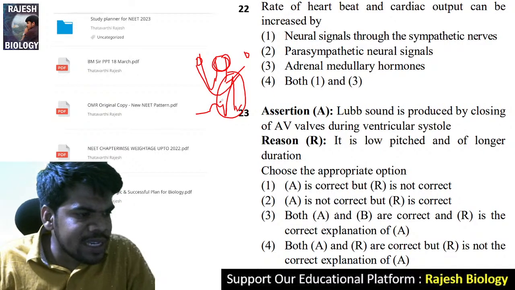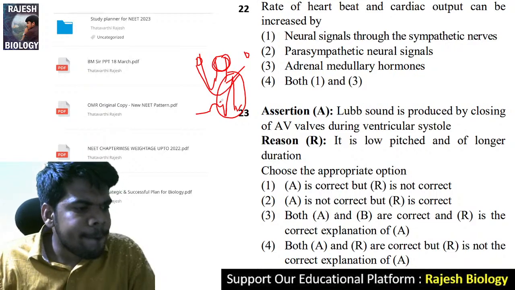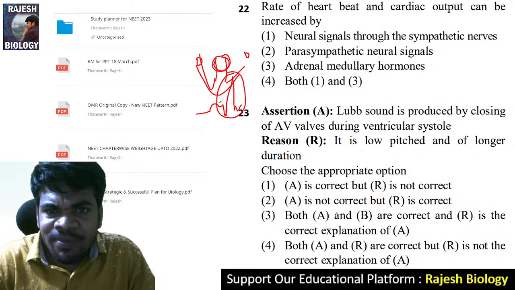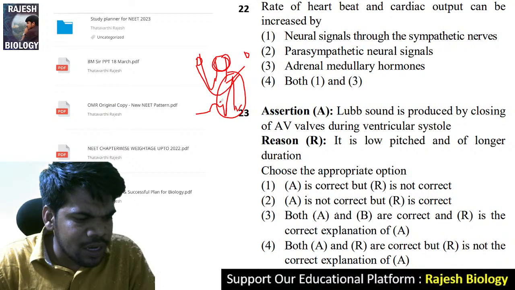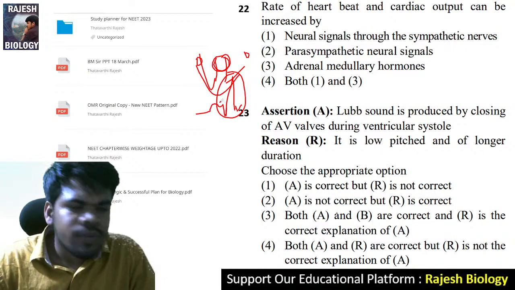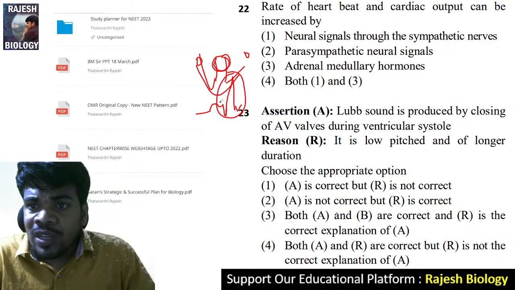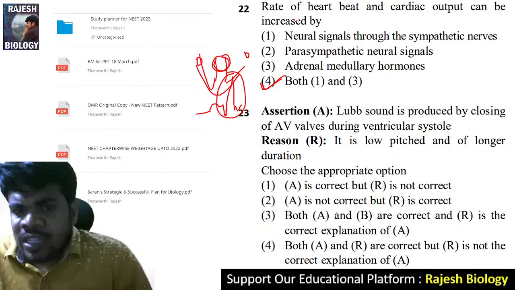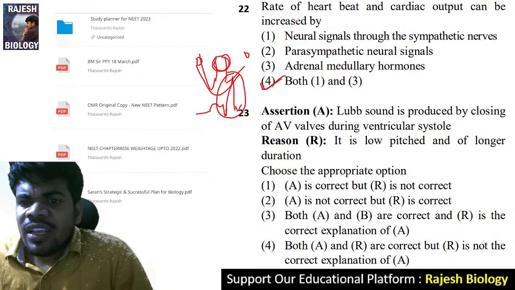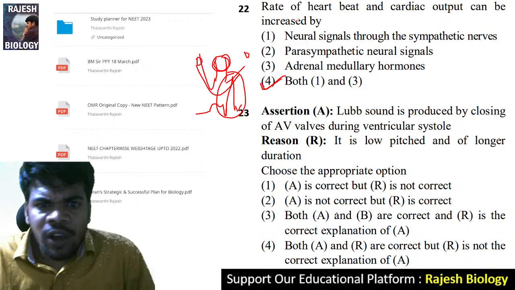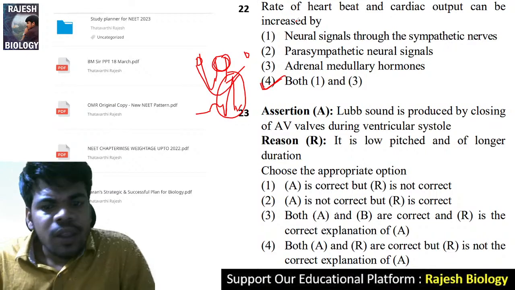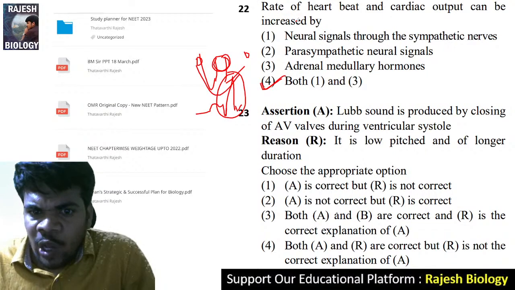So come to the 22nd question. Rate of heartbeat and cardiac output can be increased by neural signals through the sympathetic nerves, parasympathetic nervous system, and systole. Okay. It is low pitched and of longer duration. Yes. Both are correct. It is low pitched and longer duration.